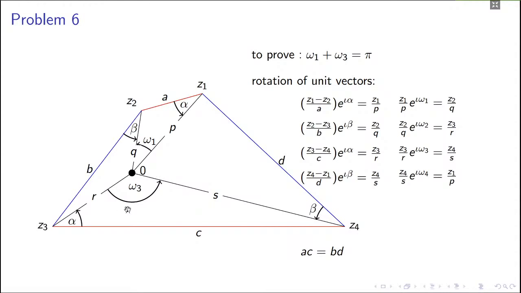Z3 you rotate by omega 3, you get Z4. And Z4 you rotate by omega 4, you get Z1. So from the look of the problem, it seems to me that just by playing around with this I should be able to get the desired result. I think there are many ways that you can actually show it. I'll just show you one.